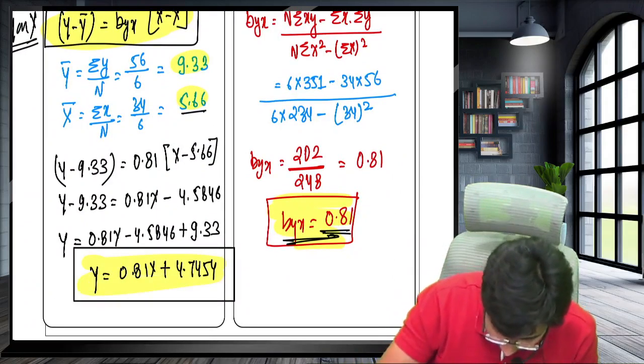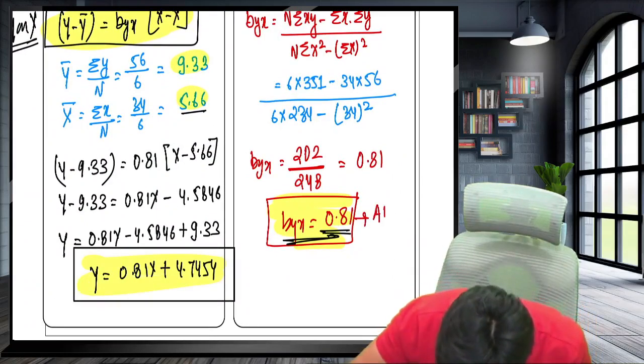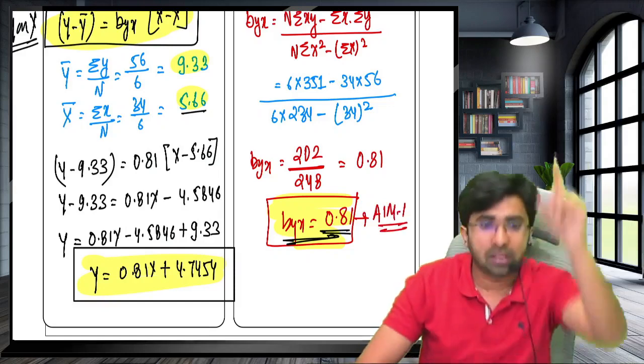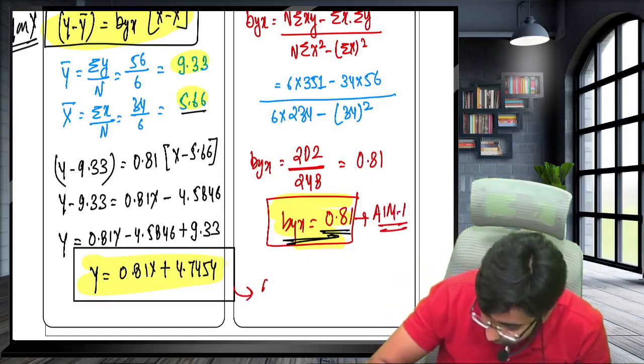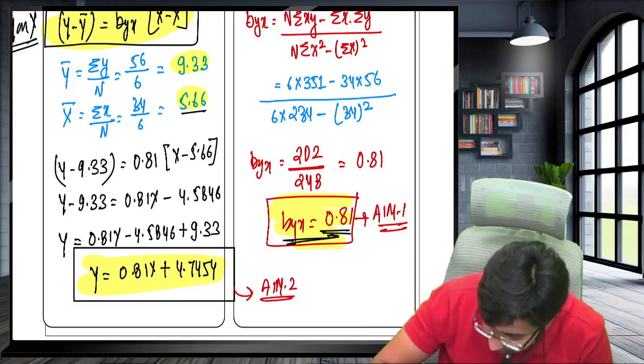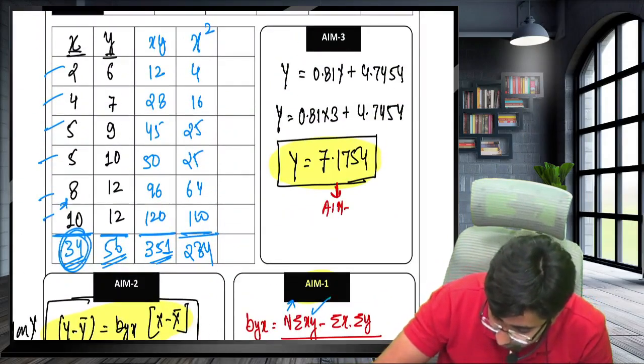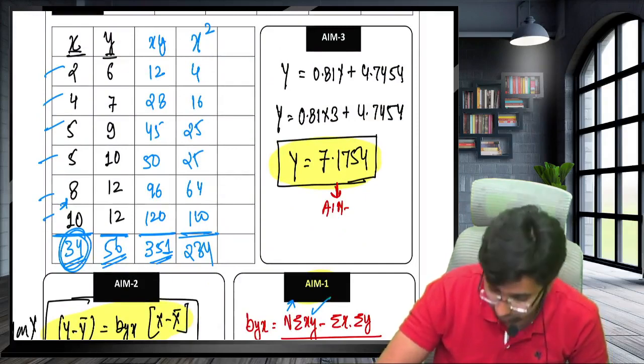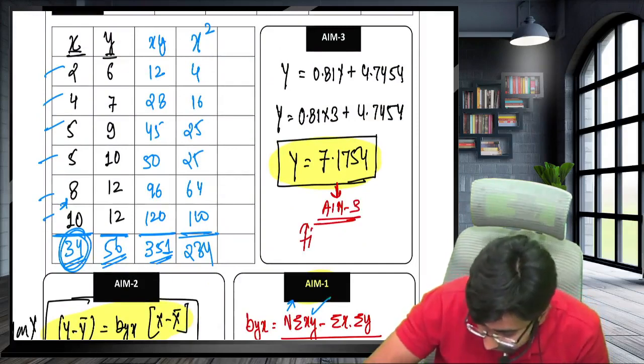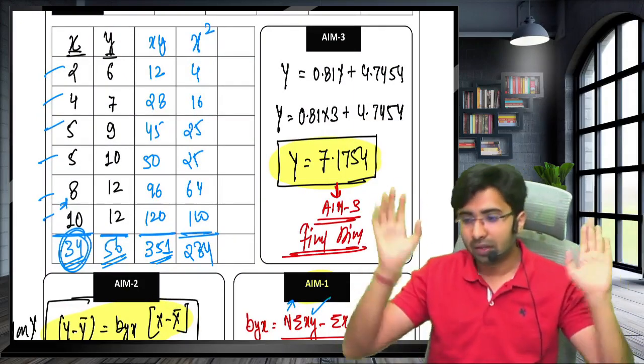Guys, see, write down: this was your aim number 1, you computed the b. Now this was your aim number 2, you computed the regression equation. Now you achieved your final aim: you estimated the value of one variable when the value of x was known. This is your final aim. Guys, is this point clear?